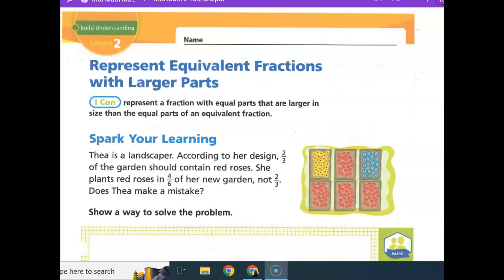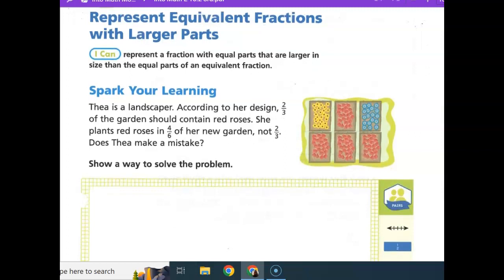Today we're looking at math lesson 16.2, represent equivalent fractions with larger parts. The I can statement says: I can represent a fraction with equal parts that are larger in size than the equal parts of an equivalent fraction. Yesterday I think we did smaller parts. Today we're doing larger parts.